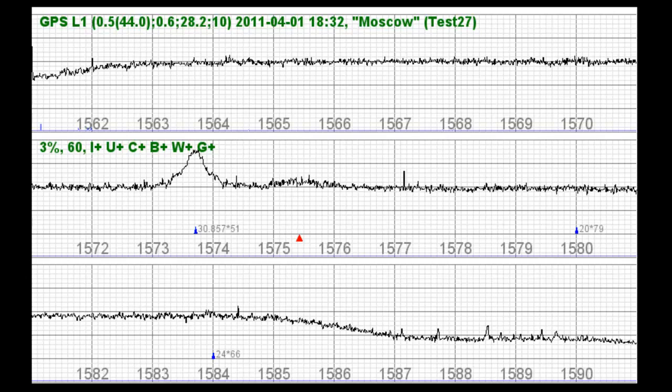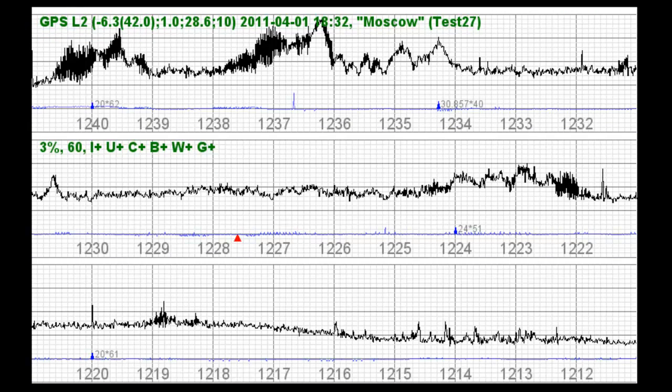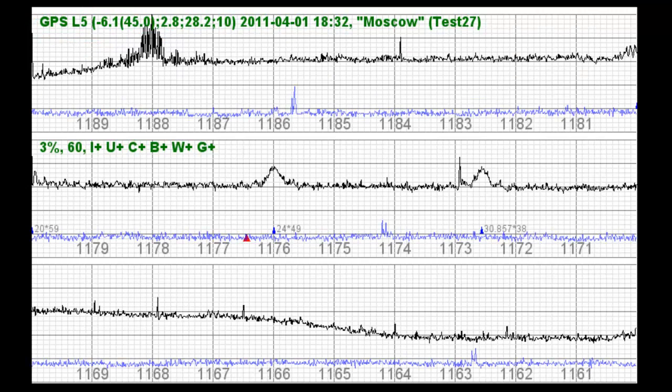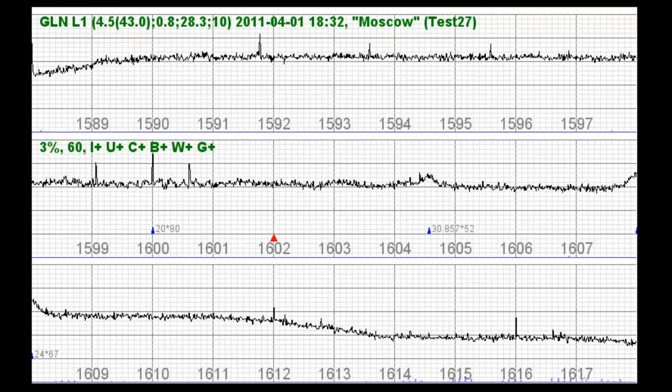Next, I will show you the bands near our Moscow office. This screen shows GPS L1, which is relatively clean with AGC 0.5 dB lower. Next is GPS L2, which has interferences and 6.3 dB lower AGC. On GPS L5 band, there are interferences and 6.1 dB lower AGC. GLONASS L1 is relatively clean with 4.5 dB less AGC.